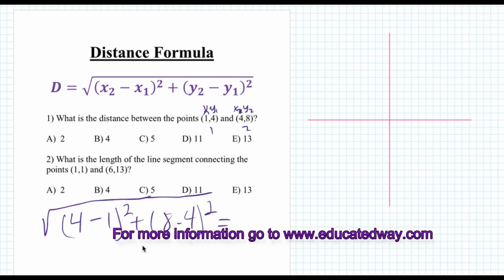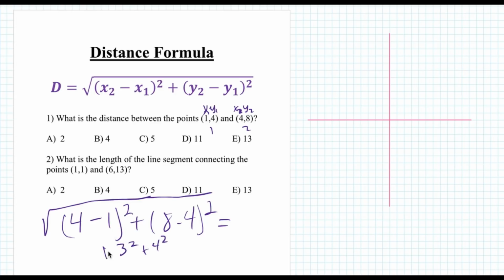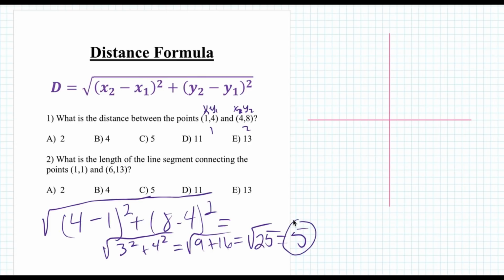And what does that equal? Well, 4 minus 1 is 3 squared plus 4 squared, square root of that, equals the square root of 9 plus 16, square root of 25, and that equals 5. That's the distance from (1, 4) to (4, 8). It's 5 units.